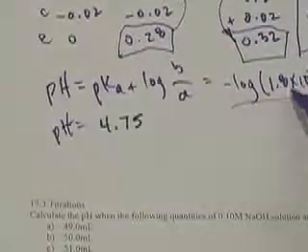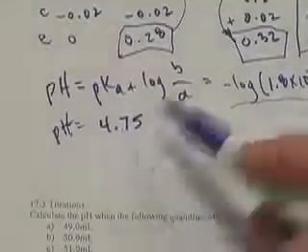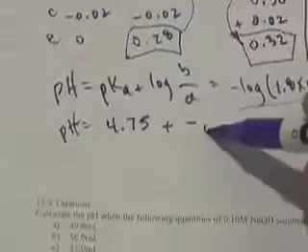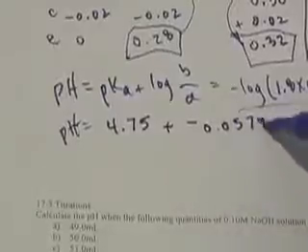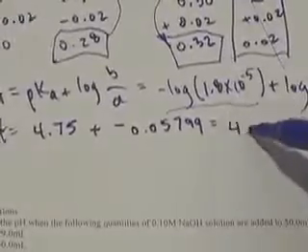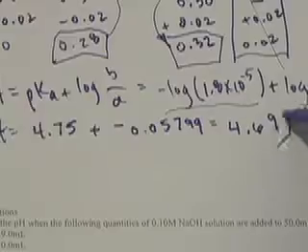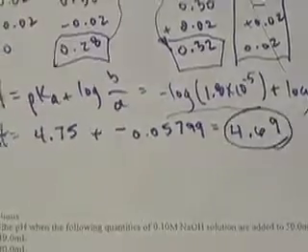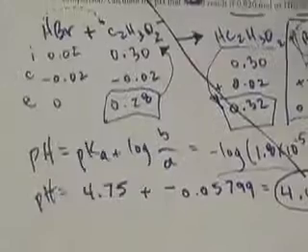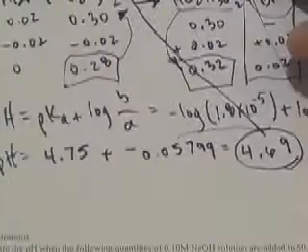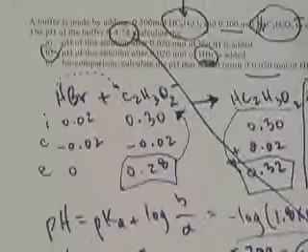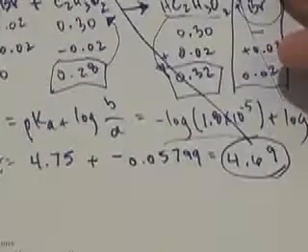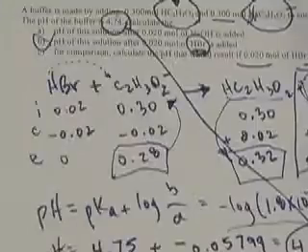you get the negative log of 1.8 times 10 to the negative fifth to be 4.75. And to that you add the log of these two divided numbers, which turns out to be negative 0.05799. And if you add these two together, you end up with a pH of approximately 4.69. Notice this pH compared to the pH that the buffer started at, 4.74, is not a whole lot different. Which makes sense because this is a buffer solution.